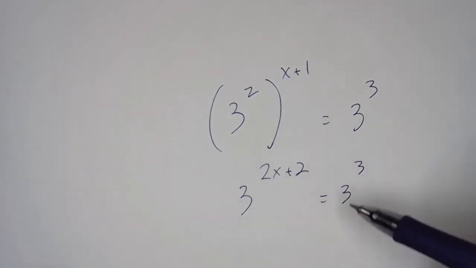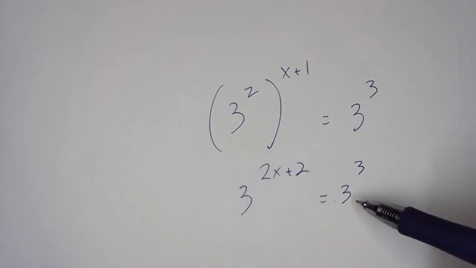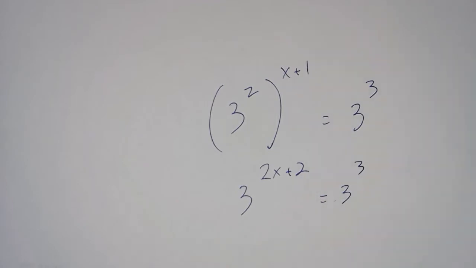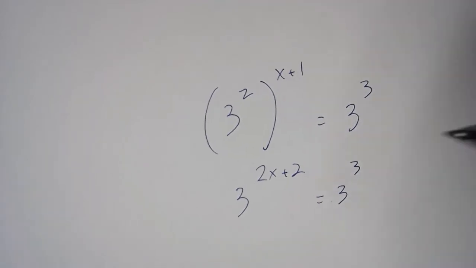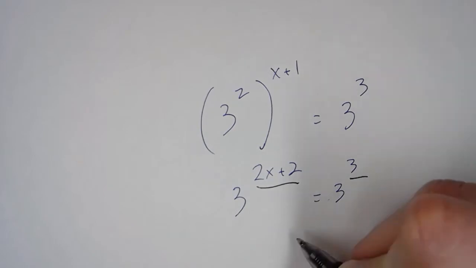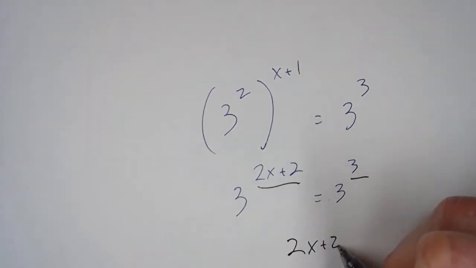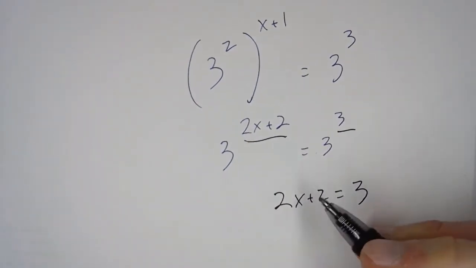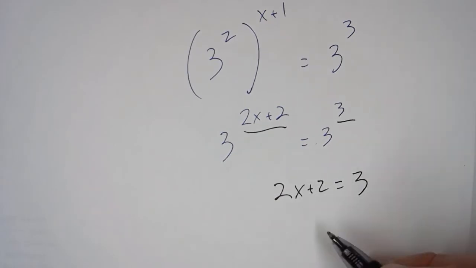Now, if these two quantities are equal, which they are because we're told that, and their bases are equal, they're both 3, that means the powers themselves are equal. 2x plus 2 has to equal 3. So 2x plus 2 equals 3. So now this is a linear equation that we can solve.